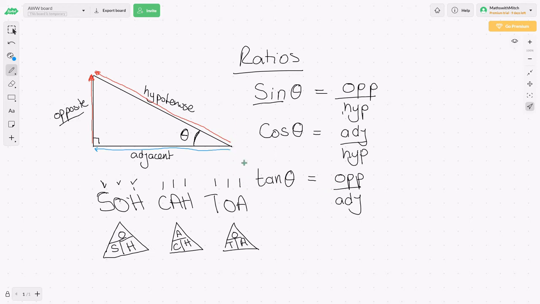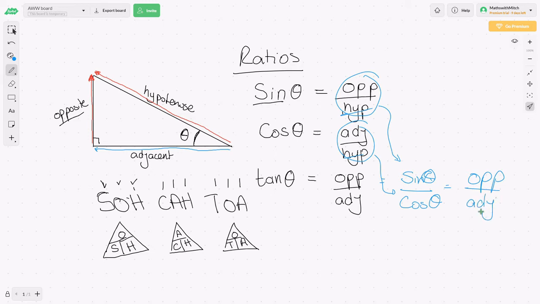It's the ratio of opposite over adjacent, but it's actually the ratio of sine theta over cos theta. But we know here, if we were to put these in for these terms, you've then got opposite over hypotenuse divided by adjacent over hypotenuse. The hypotenuse will cancel, and that leaves us with opposite over adjacent, and that's where that ratio comes from.